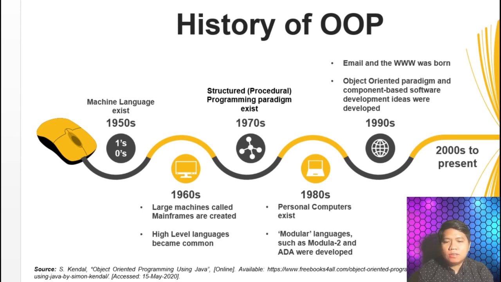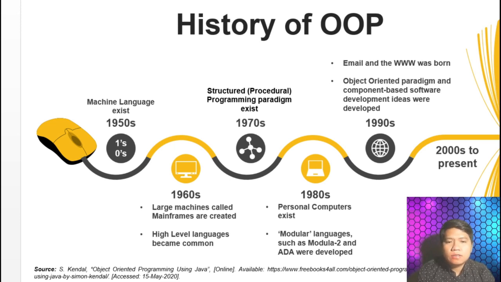In the 1980s, personal computers existed. People started to own their computers and many used word processors for writing their own letters and spreadsheet applications to manage their home accounts. At the same time, modular languages such as Modula-2 and Ada were developed. Ada is a programming language named after the first known female programmer, Ada Augusta. These languages became the precursor to modern object-oriented languages, which means without these modular languages, we would not be able to develop OOP.